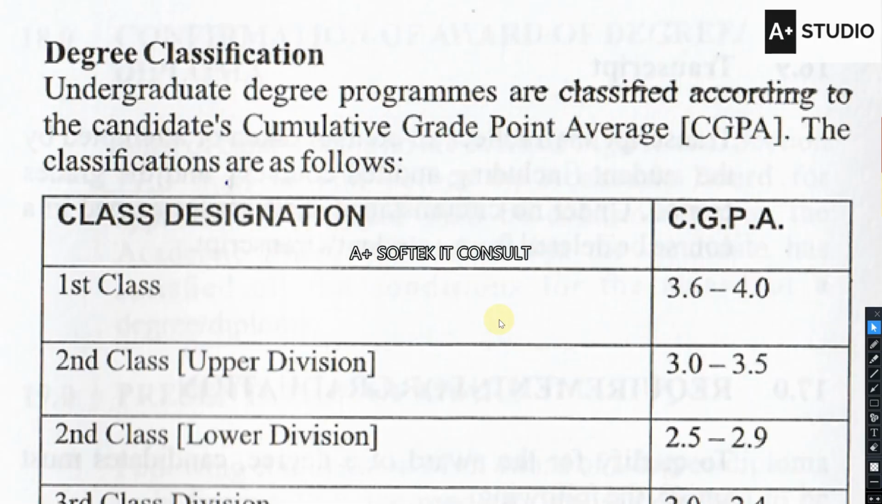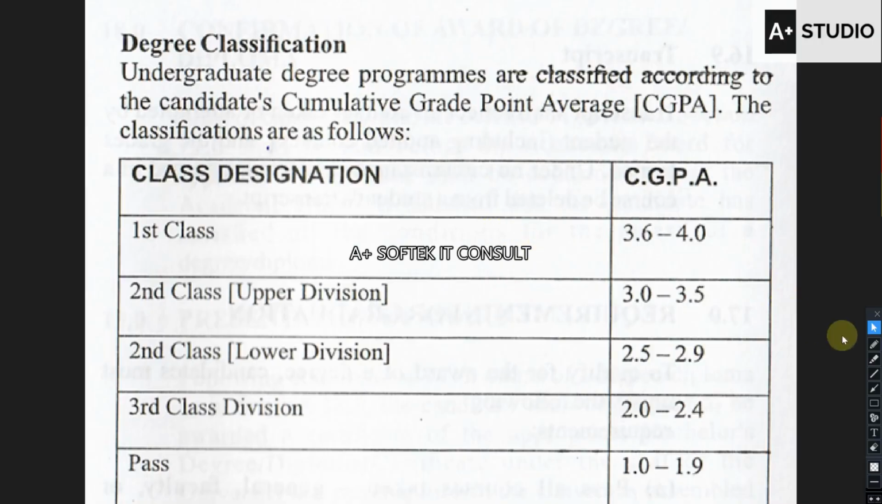Okay, the degree classification at the University of Cape Coast. These are their degree classifications. Getting a first class requires that the student get a CGPA, that is cumulative grade point average, which I'm going to explain, of 3.6 to 4.0.